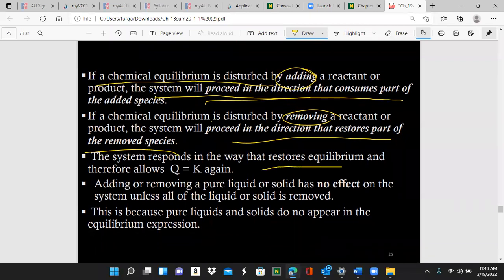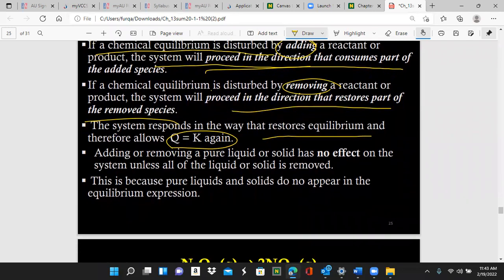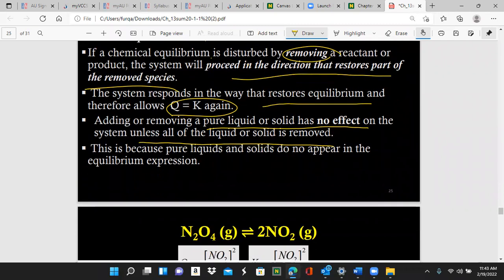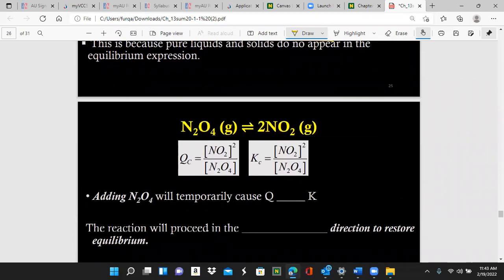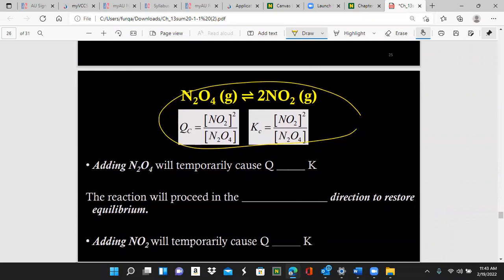So the process is to restore the equilibrium so that the K becomes equal to Q. Adding or removing pure liquid or solid has no effect on the system unless all the liquid or solid is removed. Okay, keep that in your mind. So what is going on? Let's say it's a good example to discuss what's going on.